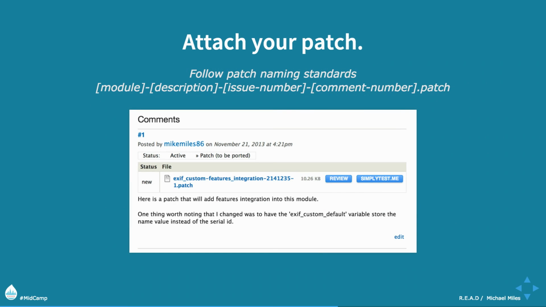Attach your patch to the issue queue, following the naming standards as I said before, which is the module name, brief description, the issue number, which is the node ID for that issue, and then the comment number, so that if anyone re-rolls your patch or extends your patch, it can show up sequentially. Explain what your patch does. So I say this patch adds features integration, as well as I had to change how these variables are stored so they use a name instead of a serial ID.